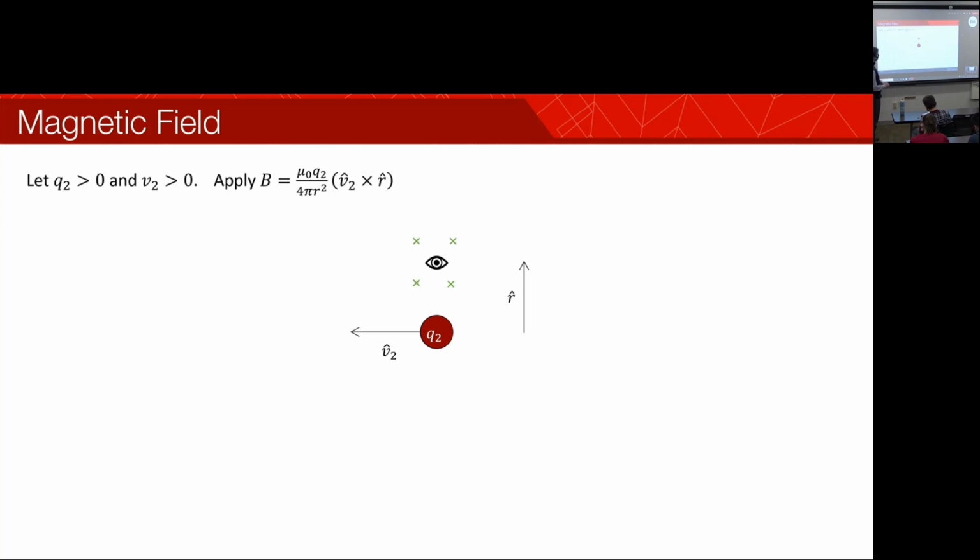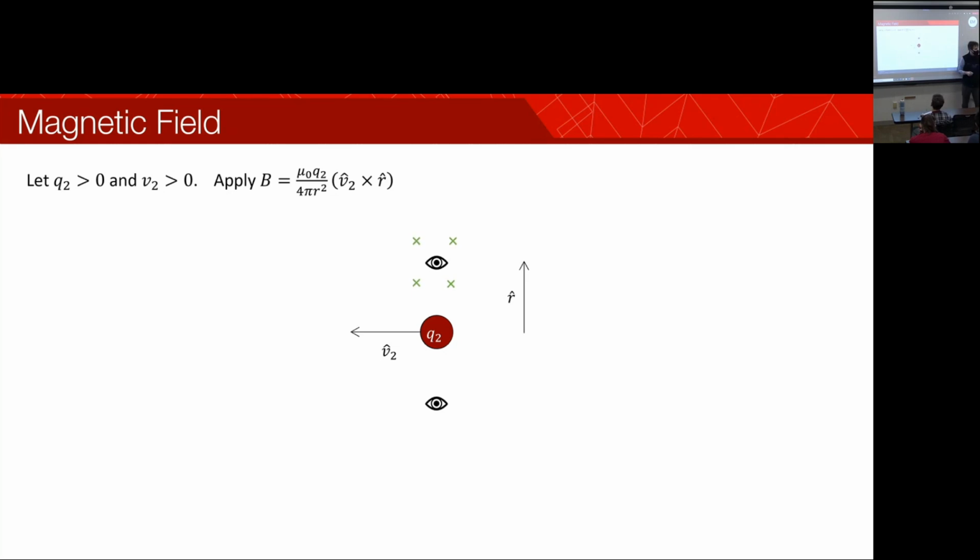So the way that we would do that, remember that a dot product produces a scalar, a cross product produces a new vector. And V cross R gives us the direction of the magnetic field. So V cross R, the magnetic field's going into the board, so I see X's from the arrows going the other way. Good with that? One more time.